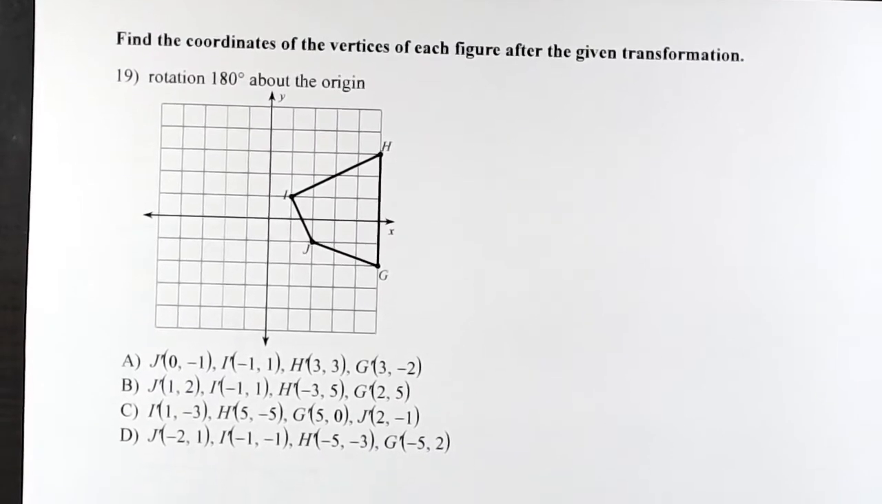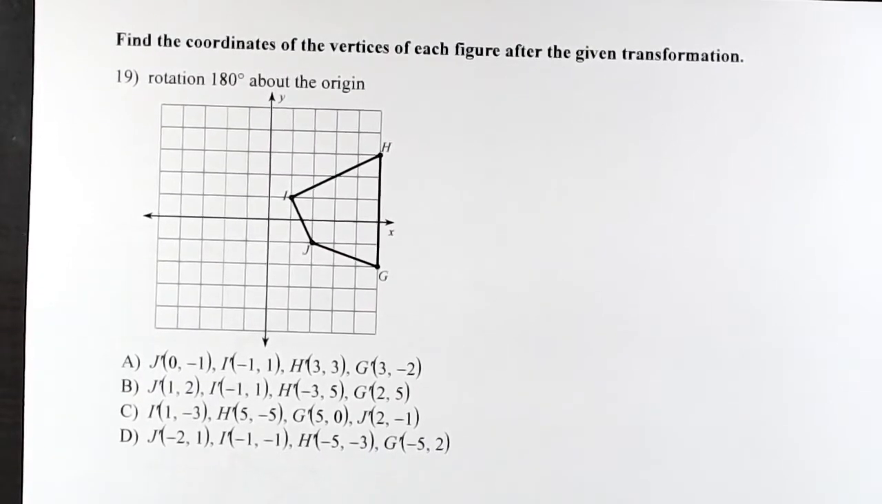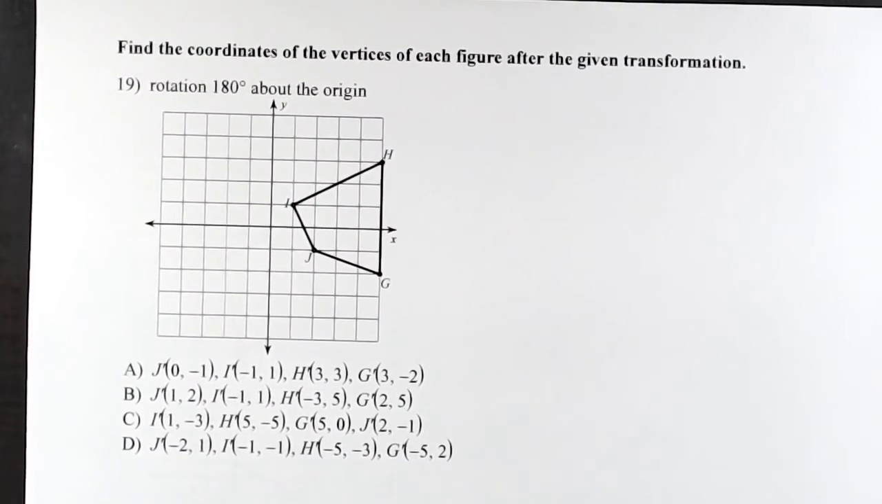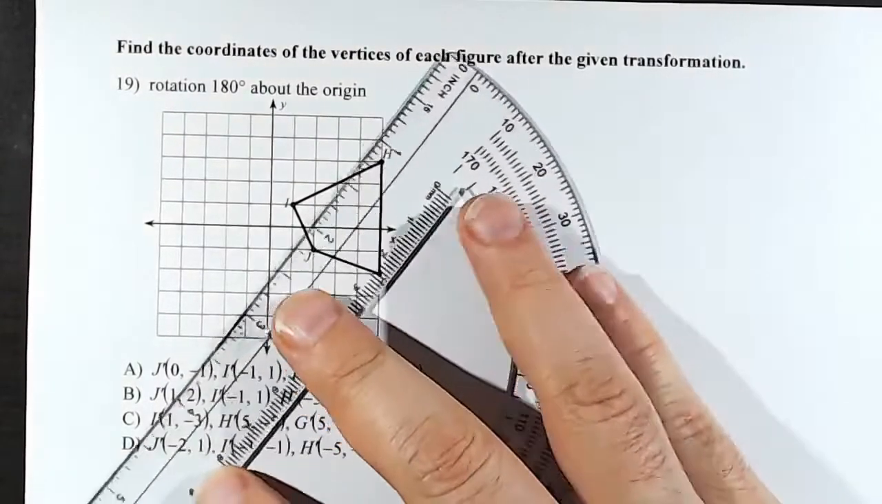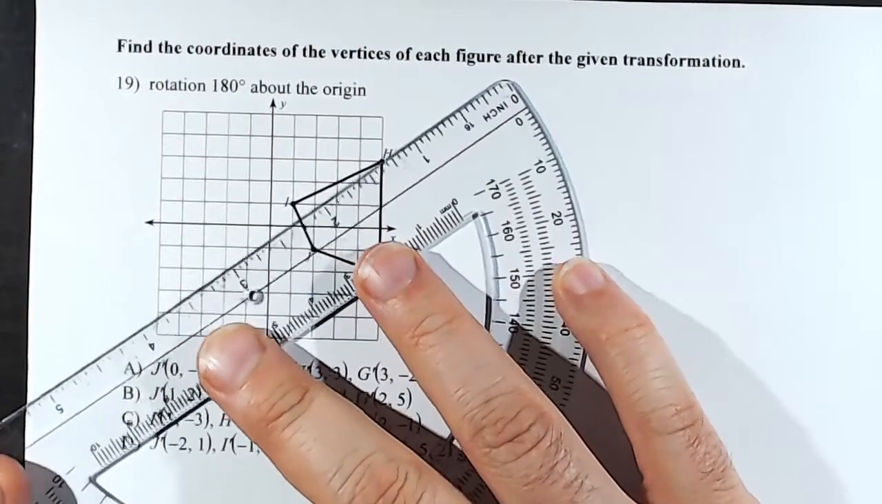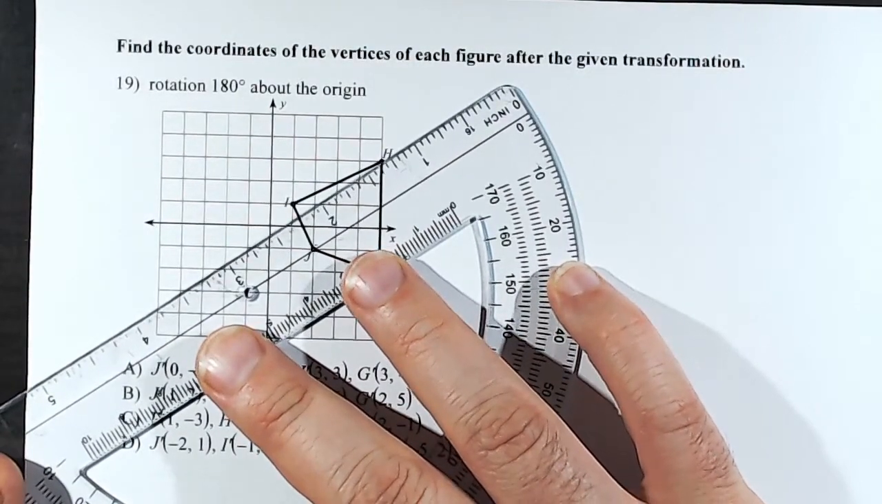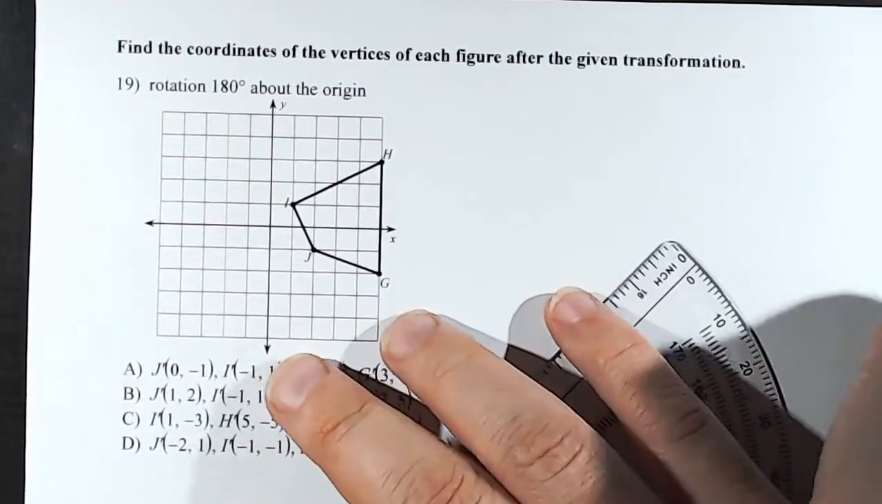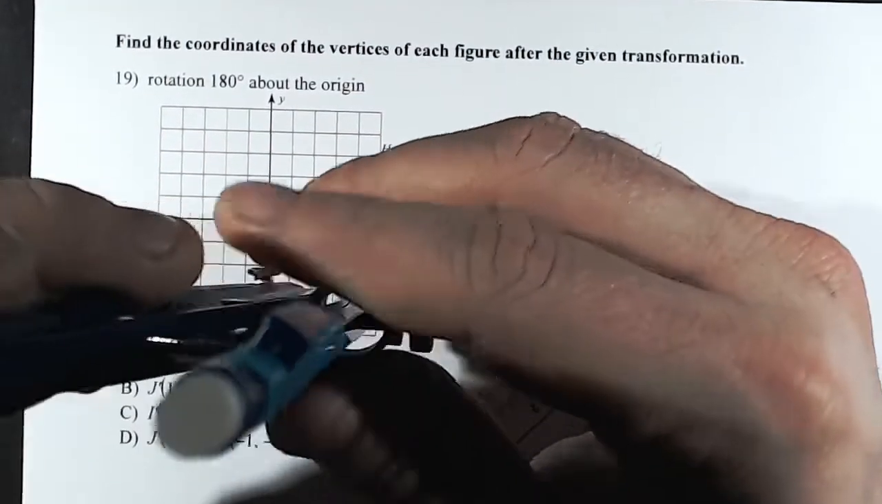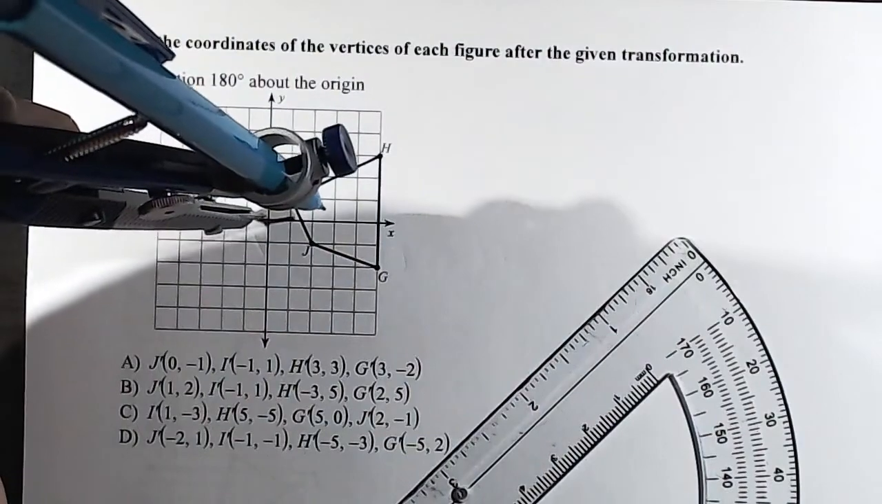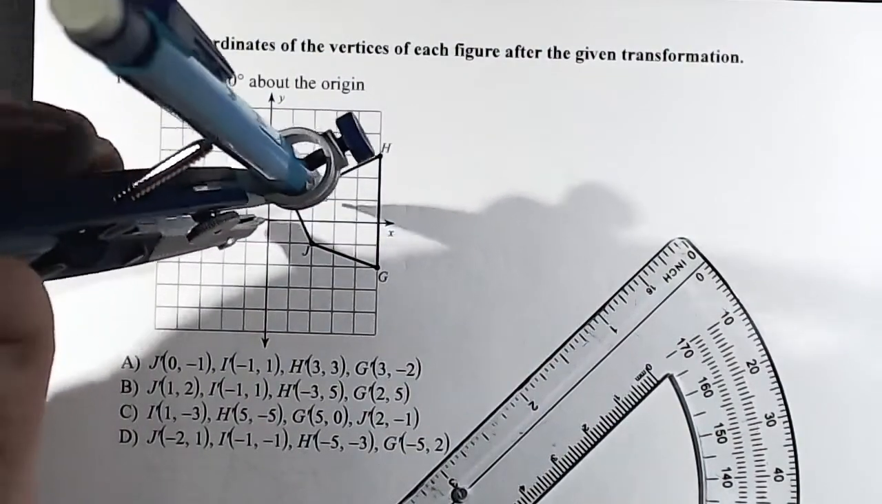Find the coordinates of the vertices of each figure after the given transformation. Okay, rotating 180 degrees about the origin. All right, so again, we'll see the rule emerge after we do this, but let me rotate point H 180 degrees. Now let's think about that. What is actually happening? We don't even need the compass, because we're going 180 degrees.